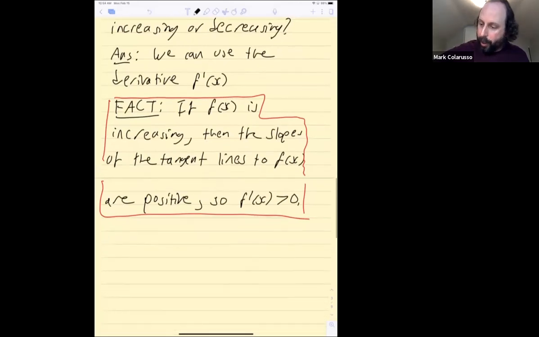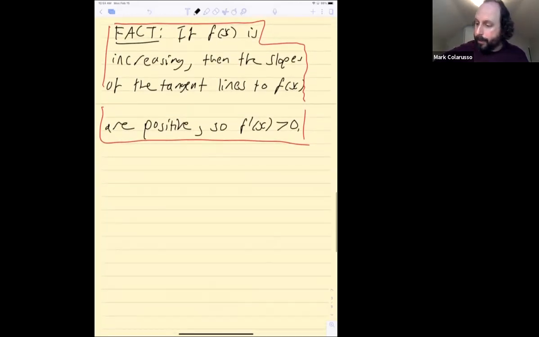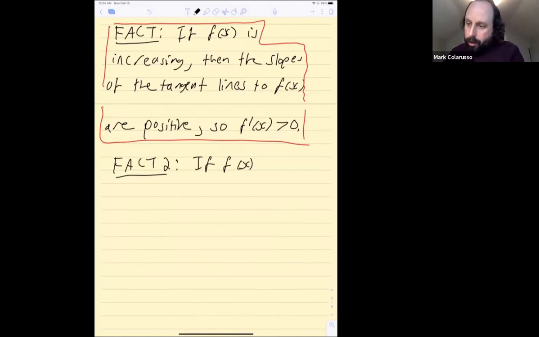So then second fact, fact 2: if f at x is decreasing, so let me write this. Let's give you some room here.